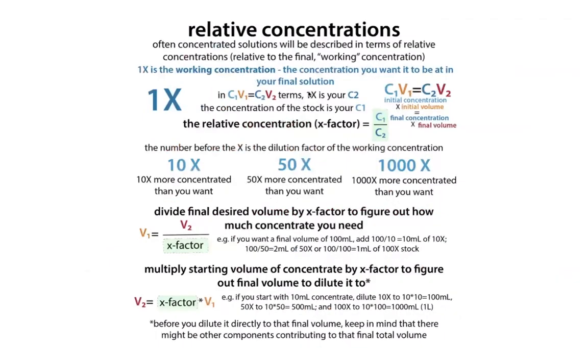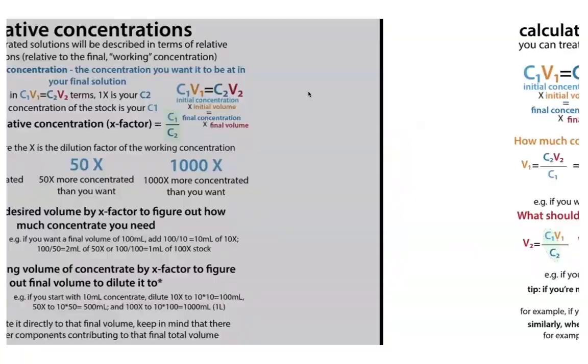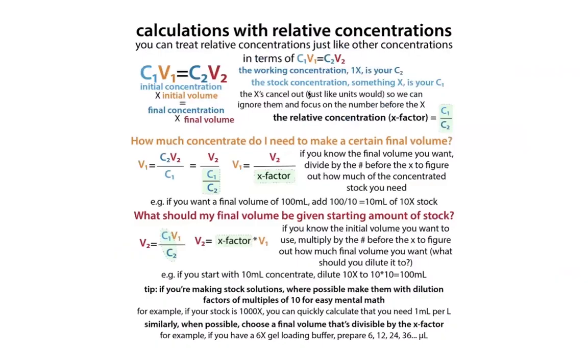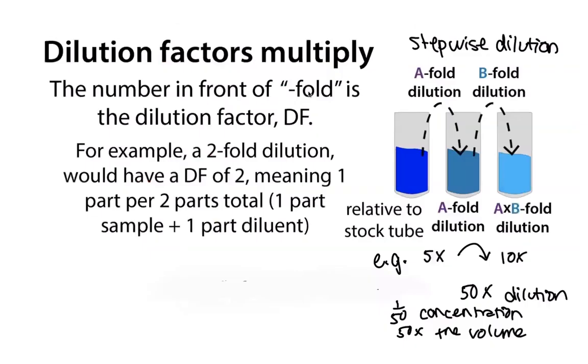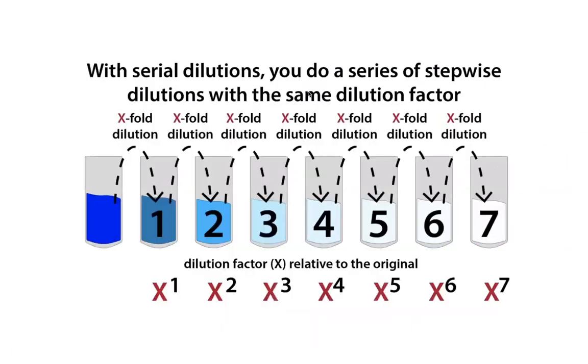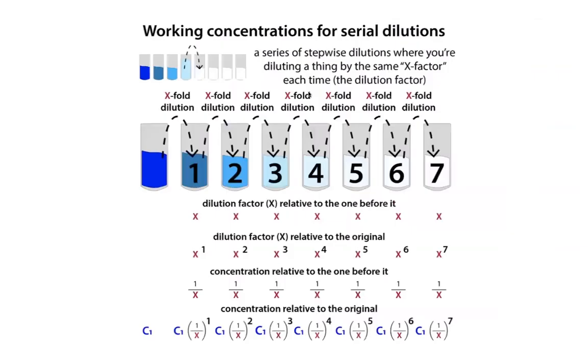So I hope that helped you understand relative concentrations, working with them in the lab, and how they apply to when we're setting up our serial dilutions and our stepwise dilutions. Remember that those dilution factors multiply. And when you're doing serial dilutions, this is also going to be multiplying. But in this case, because the dilution factor is the same, you can multiply these exponentially. And you can calculate the concentration and the dilution factor relative to that original tube just by knowing how many dilutions you've made.